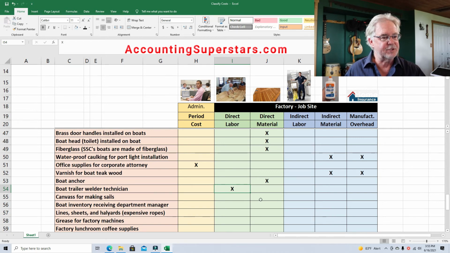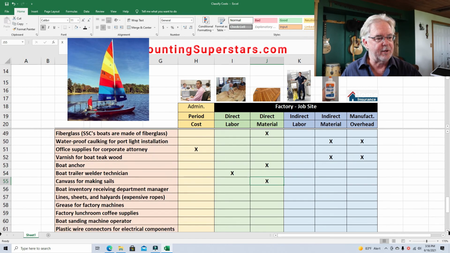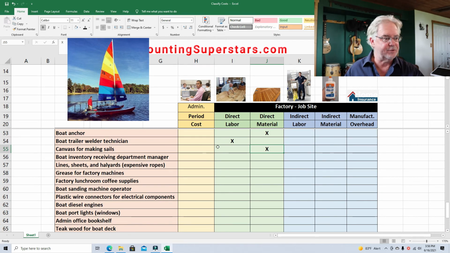Canvas for making sails, direct material. Some of that canvas can be really expensive. Some of it's made out of Dacron, which is really light for racing sails.